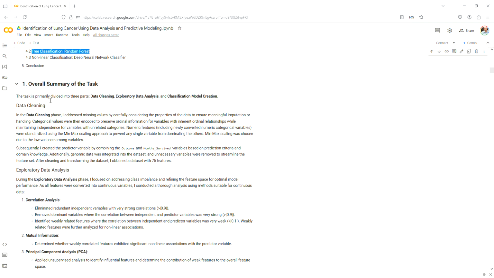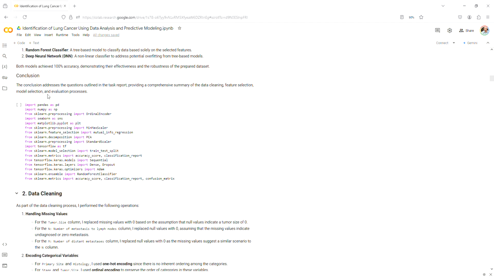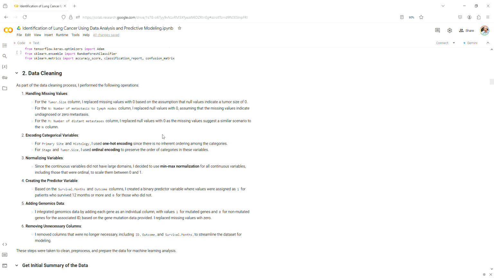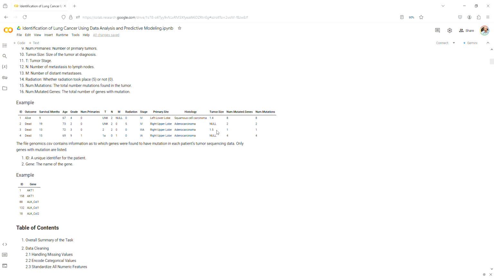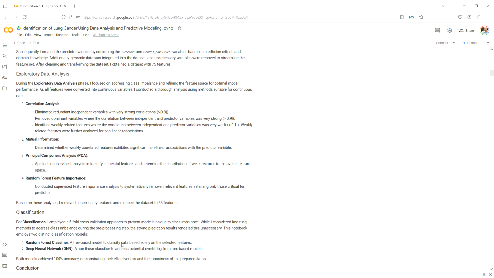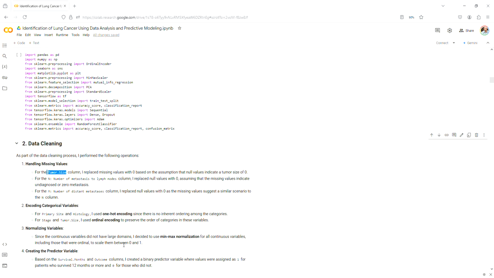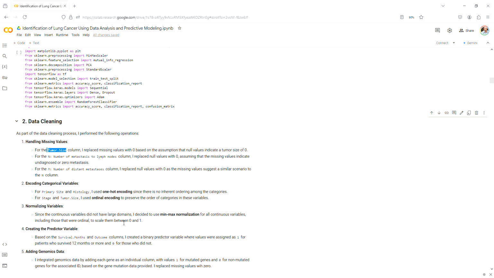Now, let's go through how I did the whole task, starting with data cleaning. First is the missing values. When I explored the dataset, I found out that only three attributes have missing values. Then I looked at the dataset itself, and I saw that for tumor size there is no zero. So I assumed that when a tumor is not present, they present it as a null. So I made everything zero.